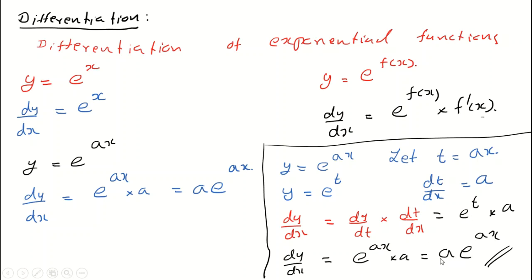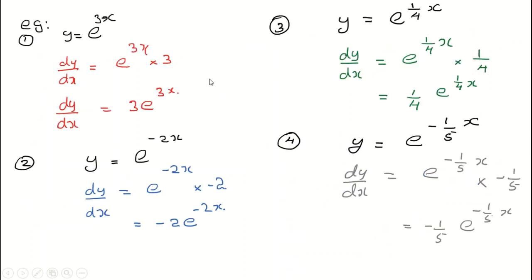And further, if there is a function here as the index of e, so y equals e to the power f(x) will give you dy over dx equals e to the power f(x) into the differentiation of this, f dash x. So e to the power f(x) into f dash x. Whatever you find here is differentiated and applied here. We will look into a few examples of this.